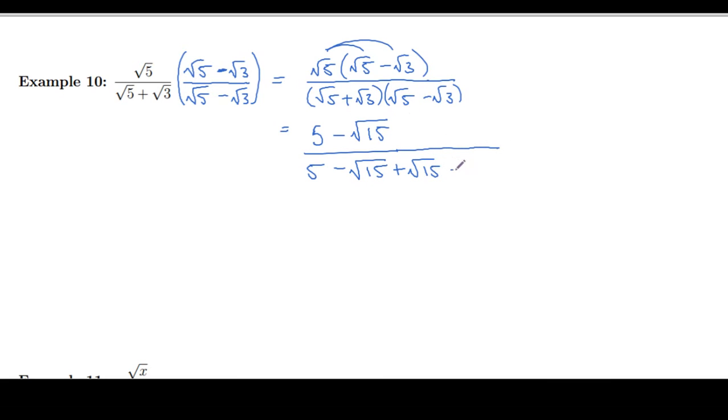And then we'll have minus root 3 times root 3, which is 3. So see that these cancel, they're negatives of each other. And so we have 5 minus root 15 divided by 5 minus 3, which is 2. So you see we actually rationalized this. And the trick, again, was to multiply by the conjugate over the conjugate. So we're multiplying by 1, we're not changing anything. But that's the way that this method works.